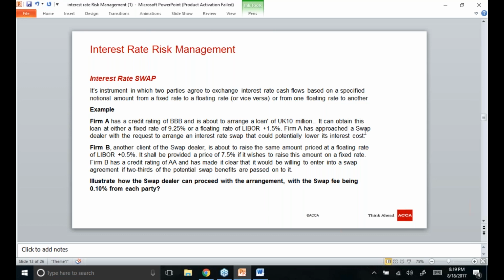Firm A has approached a swap dealer with the request to arrange an interest rate swap that could potentially lower its interest cost. Firm B, another client of the swap dealer, is about to raise the same amount priced at a floating rate of LIBOR plus 0.5 or a fixed rate of 7.5. Firm B has a credit rating of AA and has made it clear that it would be willing to enter into a swap agreement if 2/3 of the potential swap benefits are passed on to it. And the swap fee is 0.1. So how are you going to tackle this?